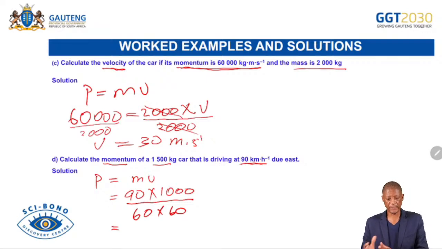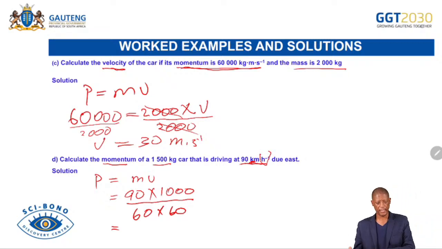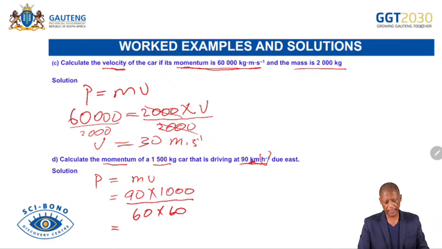I do it step by step so that I may take you through and see how best we can do it. I substituted the mass. But now our velocity has kilometers per hour. We take it in as our speed. This one is 1,000 meters per kilometer. Then I multiply the 90 by the 1,000. Then I divide by 60 by 60, which gives us 3,600. And then we multiply, and we get the answer.